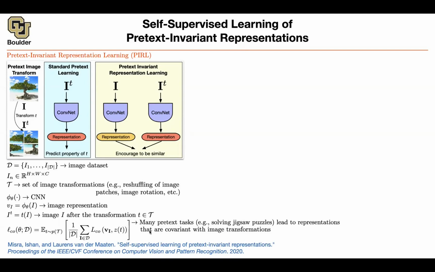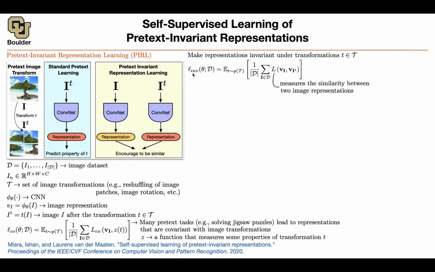So you're looking for representations that are invariant with respect to those transformations, not covariant. This type of training is going to give you covariant representations, which are not going to end up being good representations in the end. They are not going to be transferable. And as I mentioned, this z here is a function that is measuring some properties of your transformation, like the angle of the rotation. So you are looking for representations that are actually invariant to those image transformations.